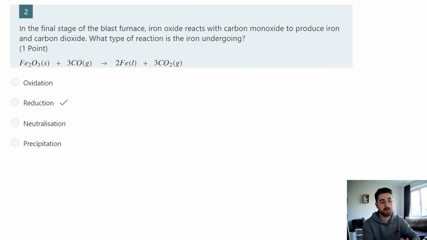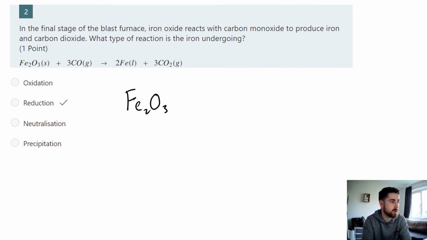In question 2, we're asked about the final stage of the blast furnace, where iron oxide undergoes a reaction with carbon monoxide to produce iron and carbon dioxide. So that's the final stage of the blast furnace, where the iron is being extracted. What we're looking at is particularly what's happening to the iron in this final stage of the process. So we have Fe2O3 on the left hand side, and that's becoming Fe on the right hand side. So we're starting off with iron in an ionic compound, and we're ending with iron as a single element on its own. So the iron has been extracted.